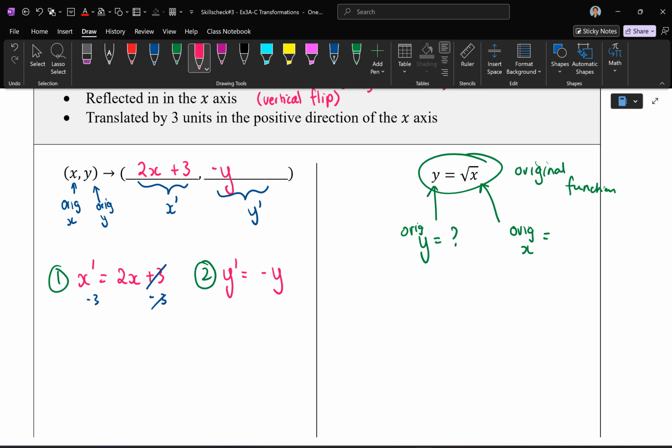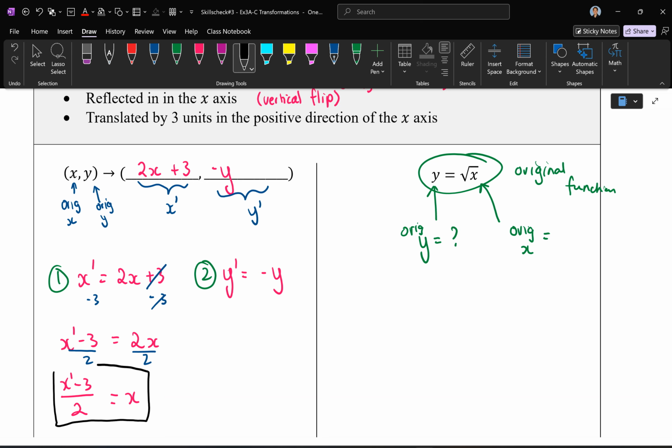3 take away 3 cancels out. I get new x, take away 3, will equal to double of the original x. Divide both sides by 2, and I get x dash minus 3 on 2. I'm just going to divide this by 2, divide this by 2. And what this means is original x, so OGX, is the result of taking the new x, take away 3, and then divide by 2.